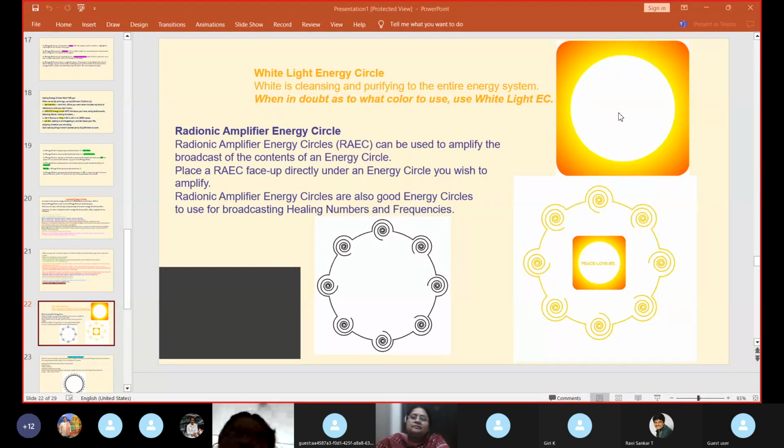And specifically, whenever you do not understand what color EC should I use, then make a simple blue colored lining and use a white paper. So it will work as a white light EC.